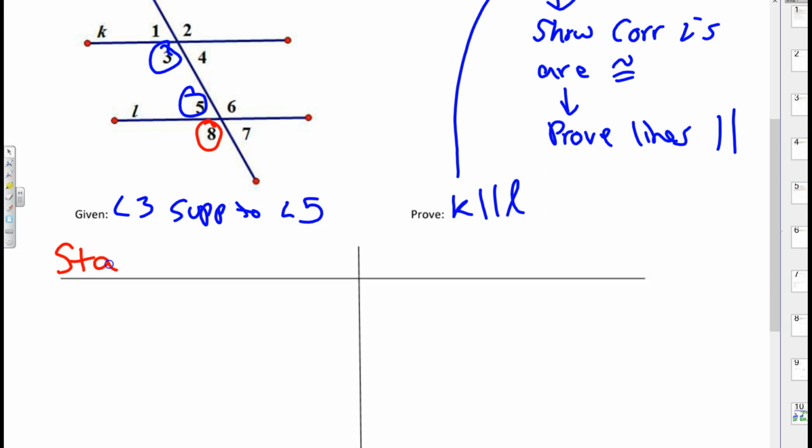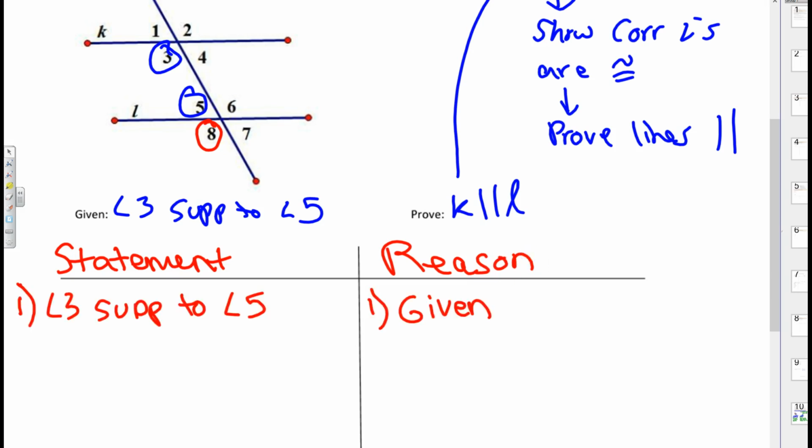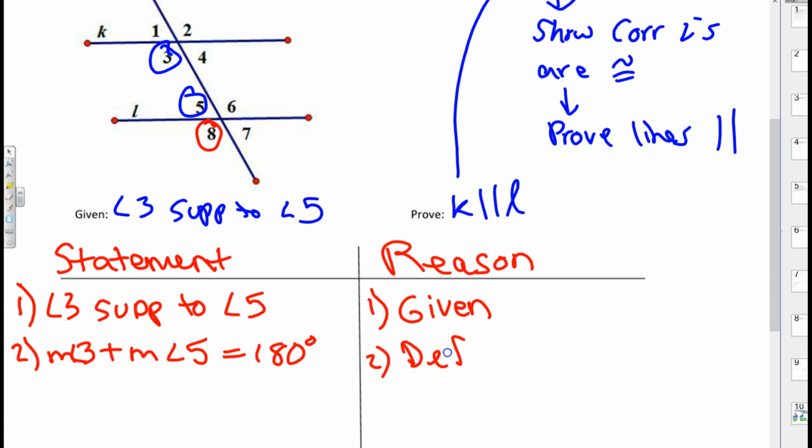We've got our statement and reason. Statement, reason. And we always start off by listing our givens. We would say that angle 3 is supplementary to angle 5 because that's given. And my next step, I'm going to talk about how I'm going to interpret this. What does it mean to be supplementary to 5? Well, it means that they must add to 180. So the measure of angle 3 plus the measure of angle 5 must equal 180 degrees. And that's just by the definition of supplementary.